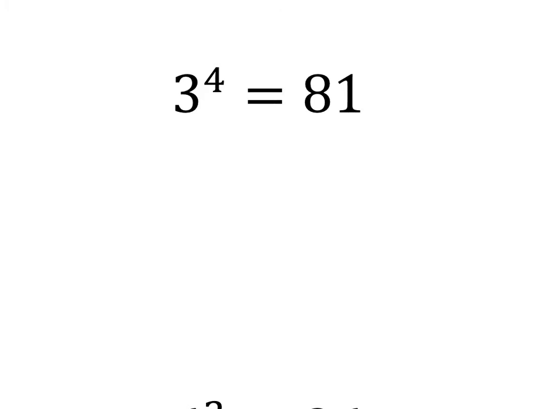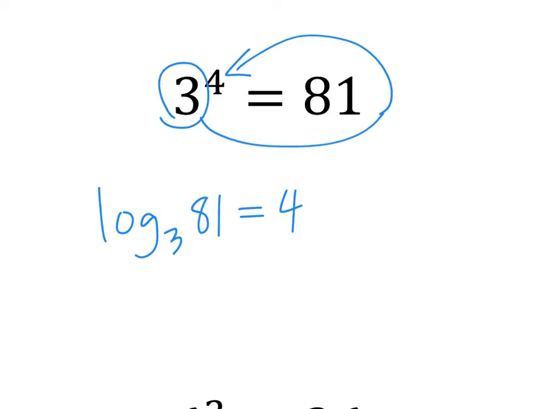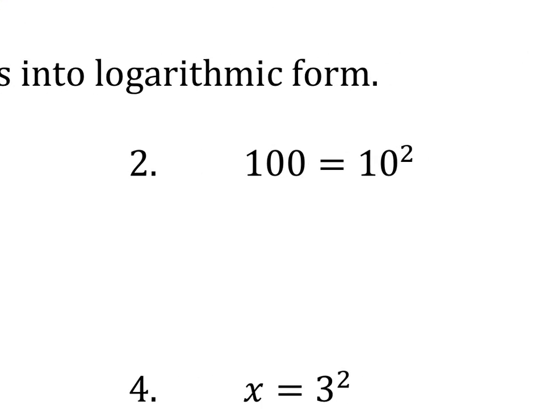Okay, so we're going to practice before we go on. 3 to the 4th is 81. Is 3 to the 4th 81? Yes. Okay, so we're going to change this into logarithm form. So we are going to take the base, which is 3. So that's going to be log base 3. Loop around to 81, so 81 comes next. Back to the exponent, so equals 4. Good? Easy? All right.